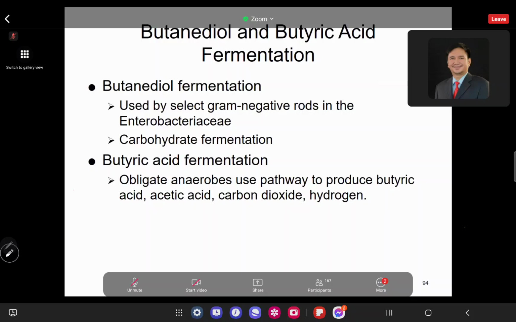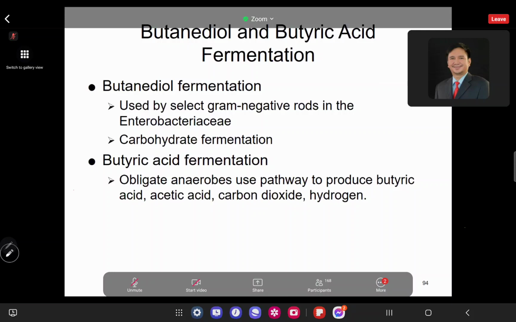Your butanediol fermentation used by select gram-negative bacteria in the Enterobacteriaceae family, such as Klebsiella as well as Enterobacter. Now, this Klebsiella and Enterobacter, they are opportunistic pathogens causing infections like pneumonia and UTIs, urinary tract infection. This will help differentiate these organisms in diagnostic tests, such as your Voges-Proskauer test.